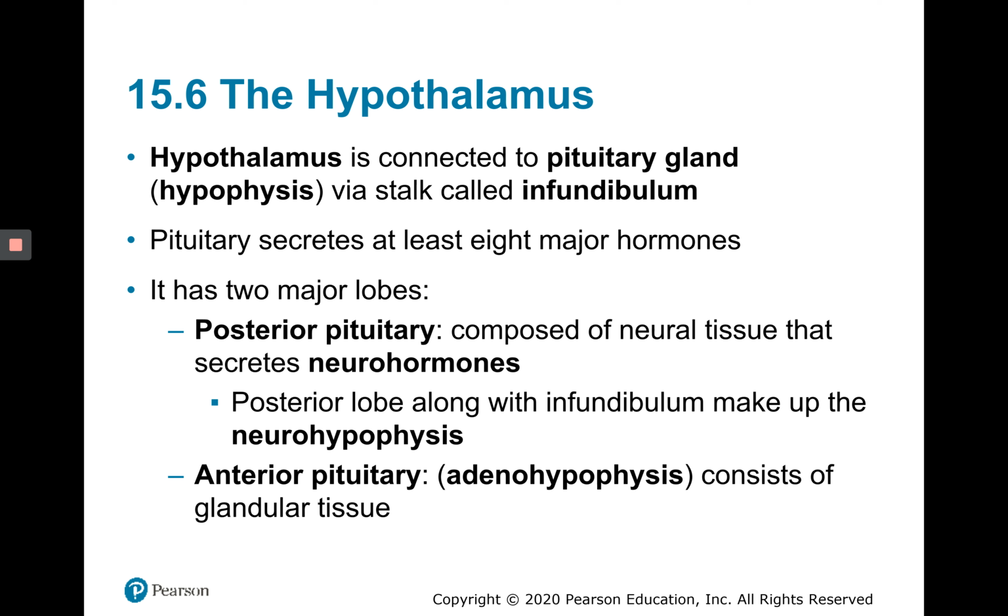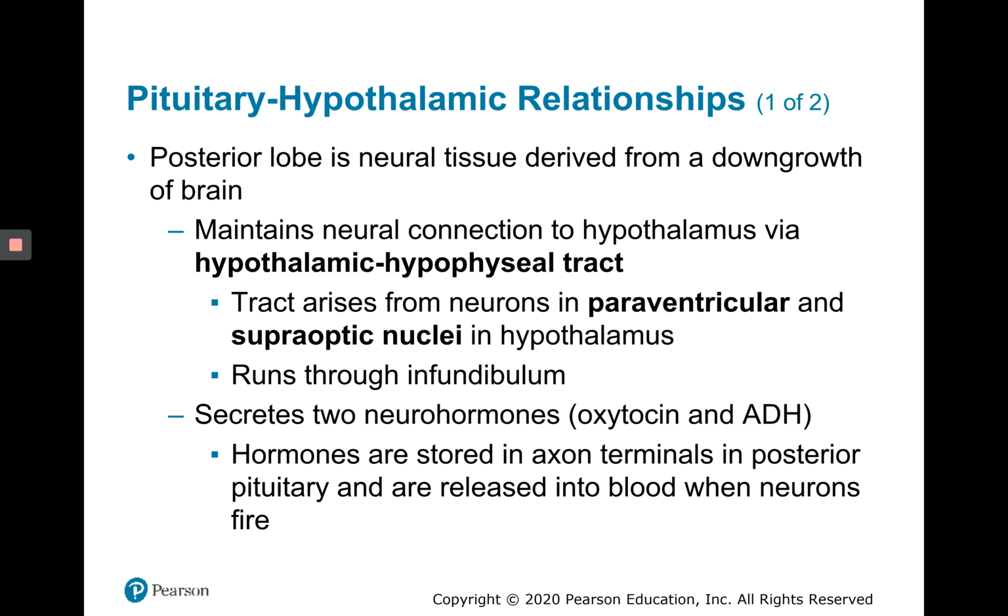The pituitary secretes at least 8 major hormones, and it has 2 lobes, a front and a back, or anterior pituitary and posterior pituitary. The posterior pituitary is neural tissue, and the anterior pituitary is glandular tissue. The posterior pituitary is able to secrete neural hormones that are produced in the hypothalamus and stored in the posterior pituitary lobe. The posterior lobe, along with the infundibulum, make up what's called the neural hypophysis, whereas the term adenohypophysis for the anterior pituitary gland does not include the infundibulum, just the glandular tissue.